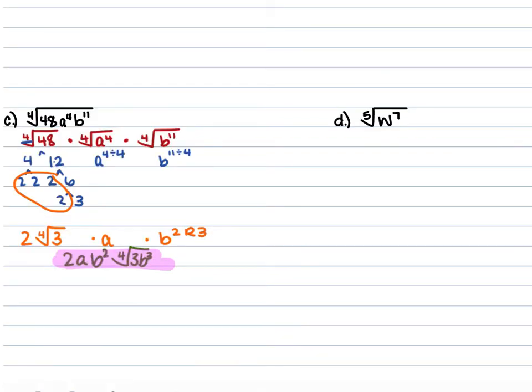For example D, we have the 5th root of w to the 7th power. So we don't have any numbers here or coefficients of this w to the 7th power. So we're just going to take that 7, divide it by 5. We get w to the 1st power with a remainder of 2. So the w to the 1st power comes out. The w squared stays underneath the radical. So that's just w 5th root w squared.